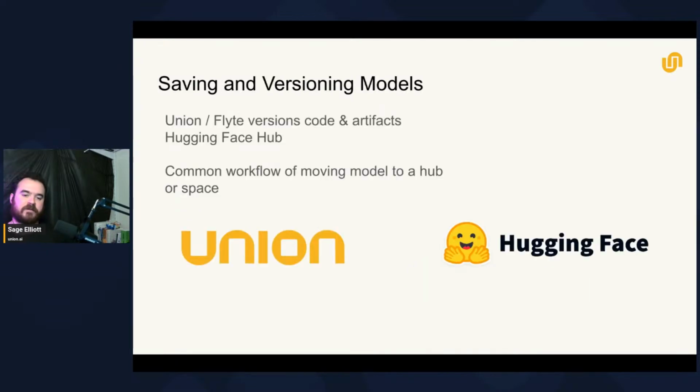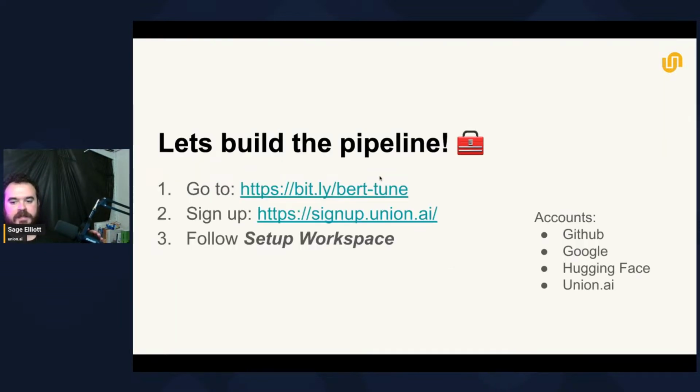And for saving and versioning models, we do have artifacts that are saved and versioned in Union and Flyte, but we'll also show how to move artifacts out, like a model in this case, to the Hugging Face hub, which is a really common part of building pipelines nowadays as well. Whether it's Hugging Face or somewhere else, just show how to move a model to another area. That could be for serving, or in this case, another area for versioning. Right, so let's get ready to build our pipeline.